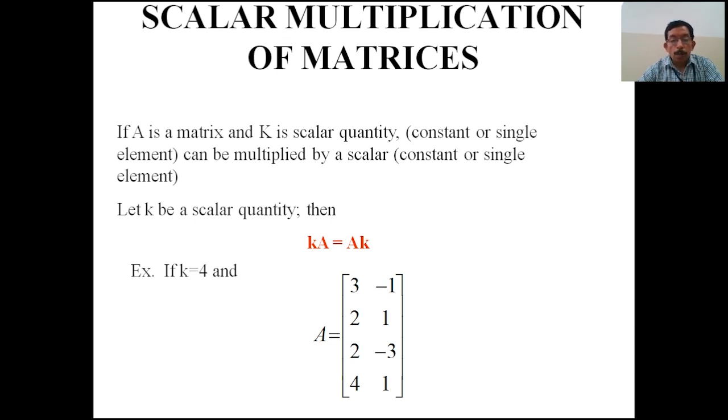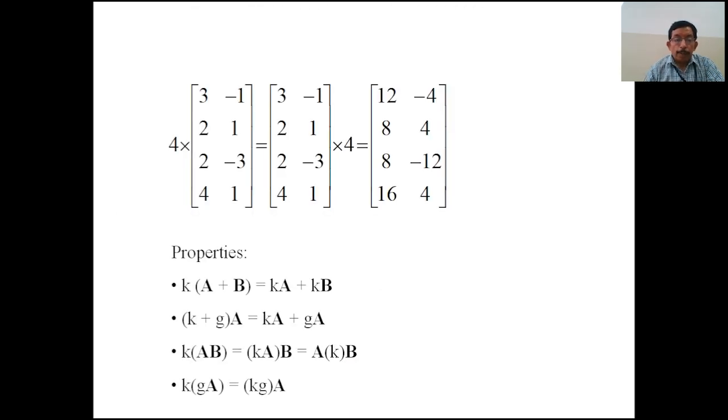Suppose the matrix is of order 4 by 2, 4 rows and 2 columns, and K is any quantity. Then K multiplied by the matrix A means K multiplies each element of matrix A. Is that clear? Suppose the value of K is equal to 4 and matrix A is 4 rows, 2 columns, with elements 3, minus 1, 2, 1, 2, minus 3, 4, 1. Then 4 multiplied by each element of the matrix A is the scalar multiplication of the matrix.